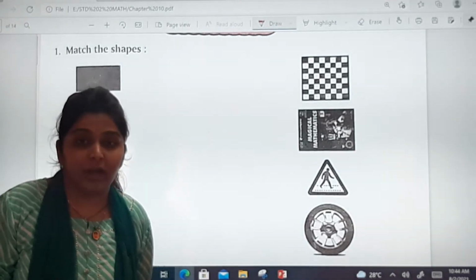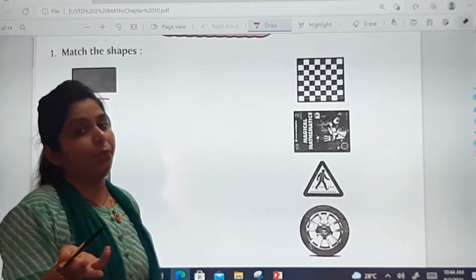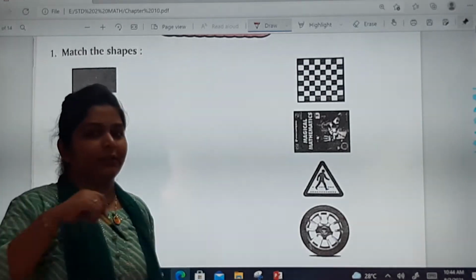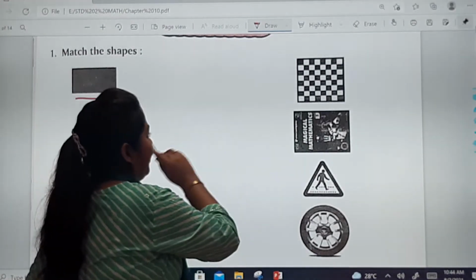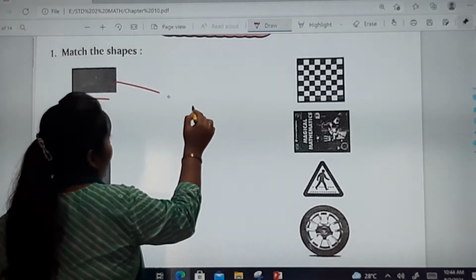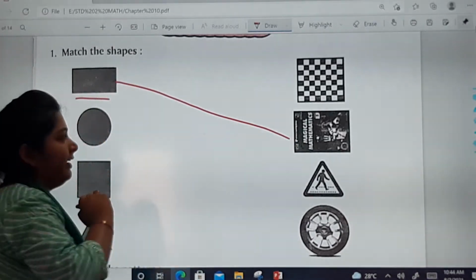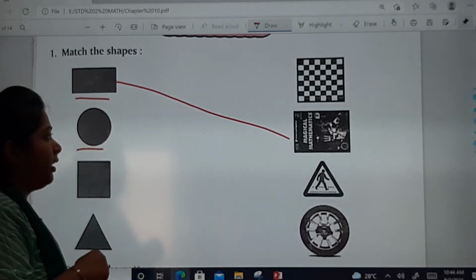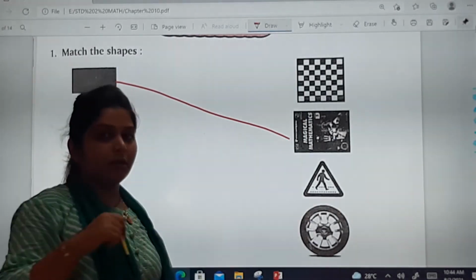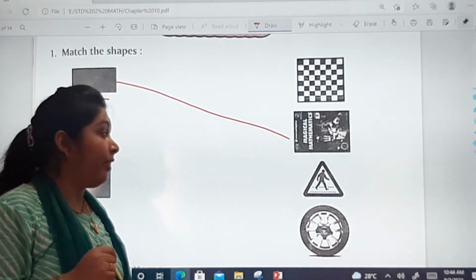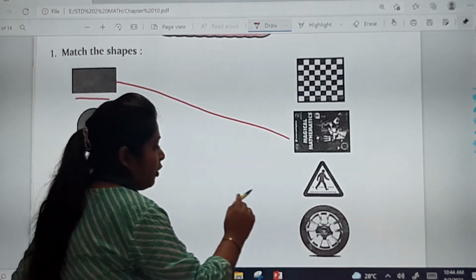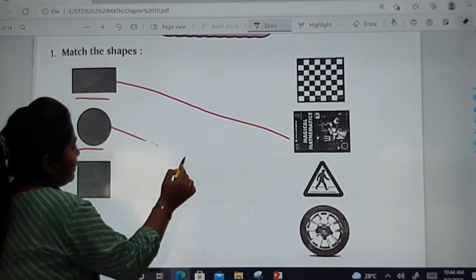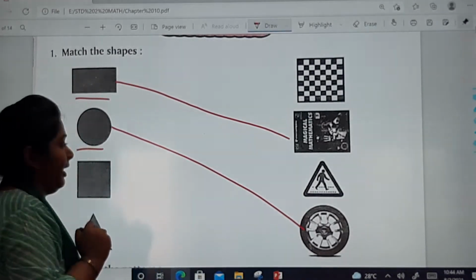Ma'am has just shown you, right? Our book is rectangular in shape. So, where is the book over here? Yes, here it is. So, you will draw a line like this. Next is circle. Now, which object is circle in shape over here? That is your last object. It is a car wheel. So, it is circle in shape.